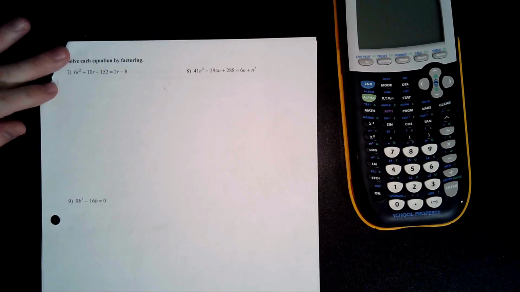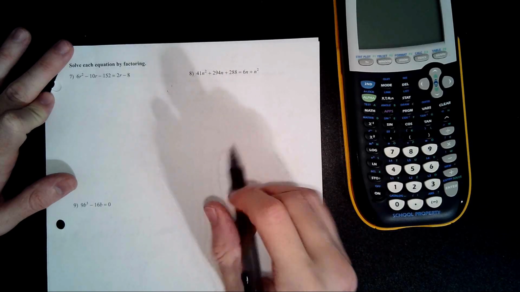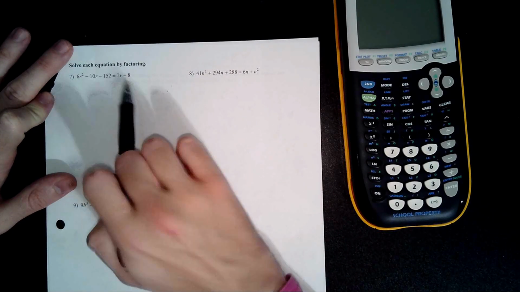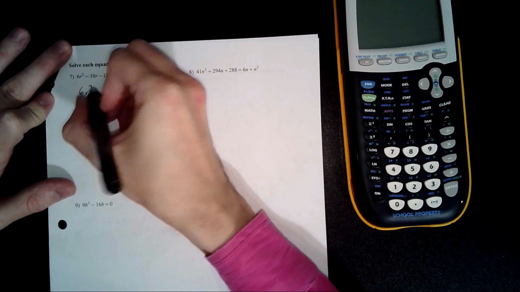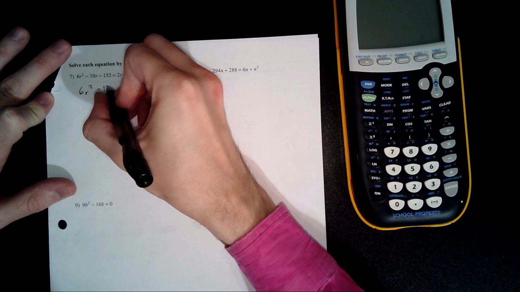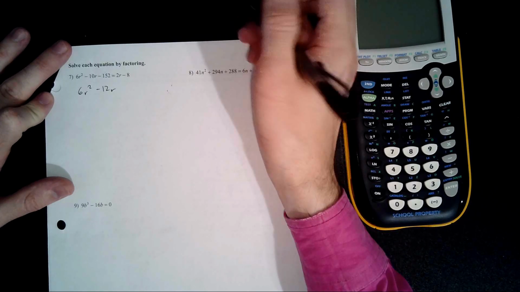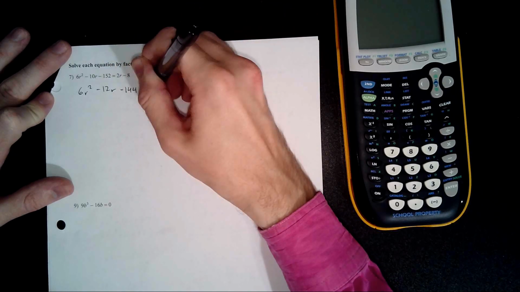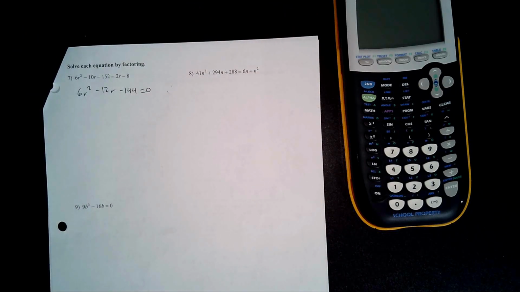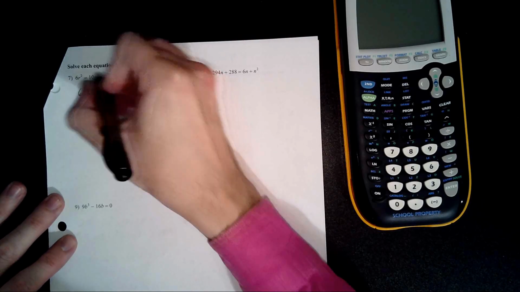They're peer review, solved by factoring. Let's see how much we remember about our factoring. So first things first, we're going to go ahead and subtract 2r and add 8 to both sides here. So we get 6r squared minus 2r is minus 12r. And now we have to add 8. If we're adding 8, we're going to get negative 144 equals 0. Again, what I did there was subtract 2r and add 8.